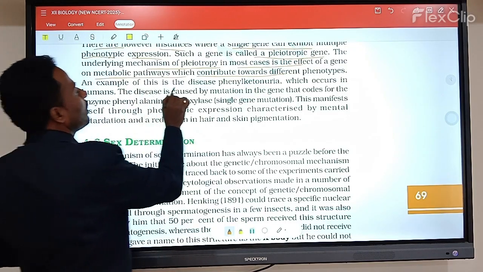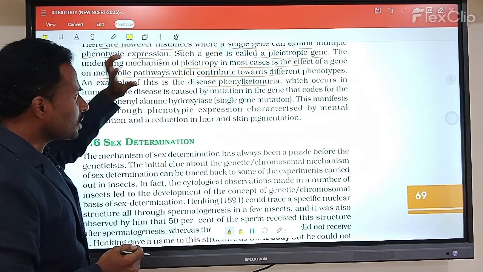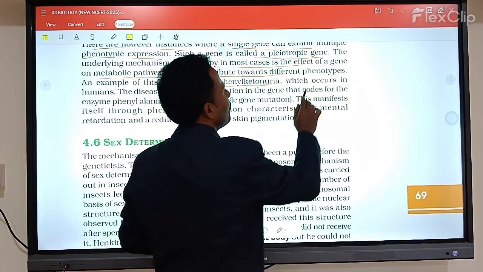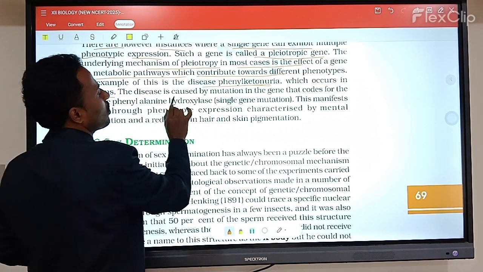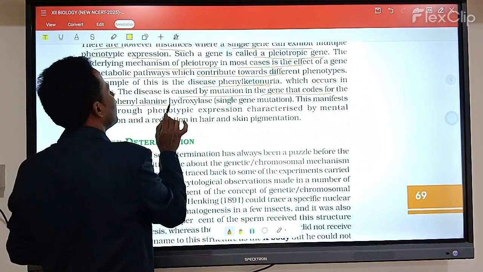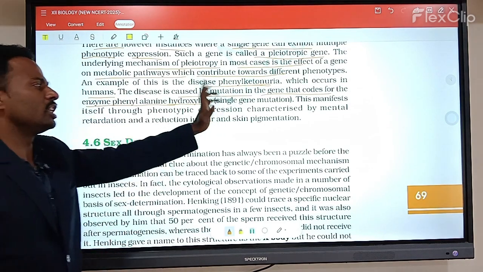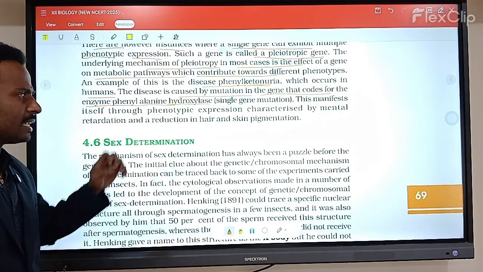Next, an example of this disease, phenylketonuria. In this completely pleiotropic example, phenylketonuria occurs in humans. The disease is caused by a mutation in the gene that codes for the enzyme phenylalanine hydroxylase. It is a single gene mutation.